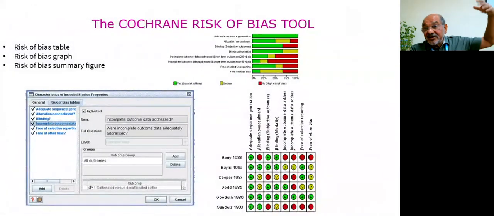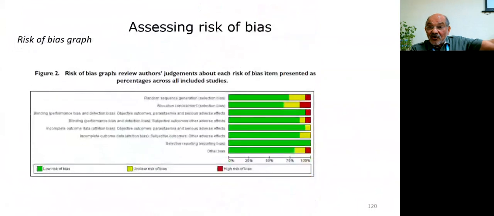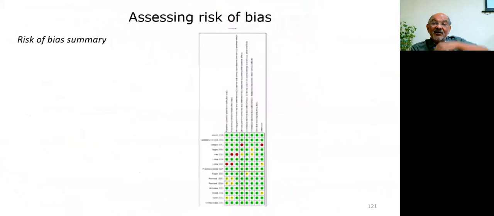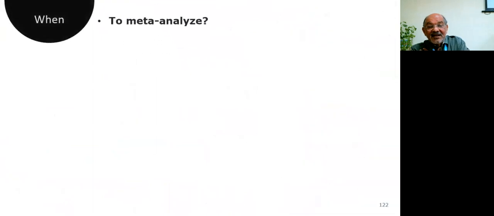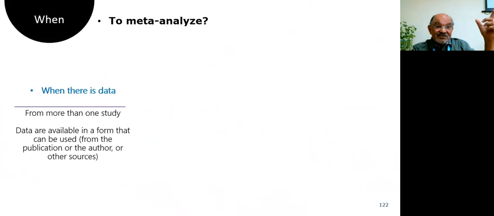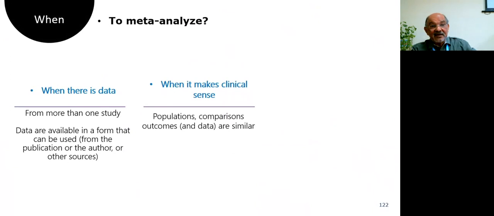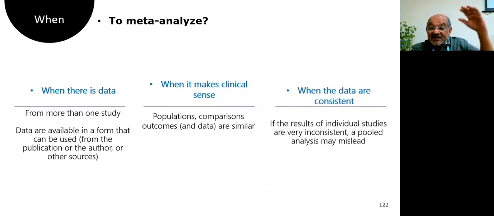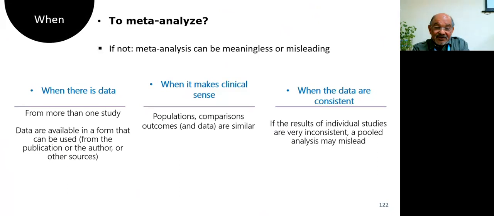With this, the program will generate these figures for you, which tell you across all the studies what proportion had high risk, low risk, and so on, and a risk of bias summary for each study. Okay. Then you have to decide, should we meta-analyze? You can do that if you've got more than one study which has similar outcomes, where they've given you the data. And when the data are consistent. If you've got very inconsistent studies, it's better not to pool the results. Okay, so you can do a review without a meta-analysis and narratively describe your results.